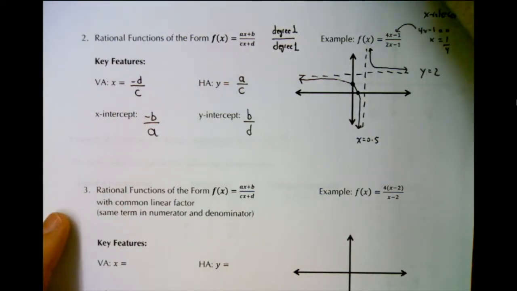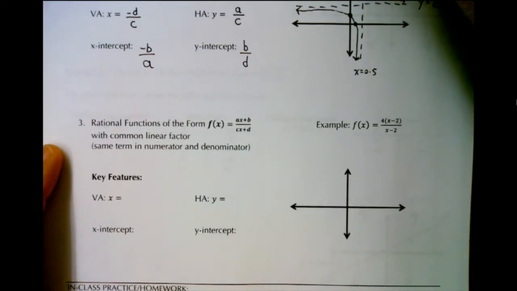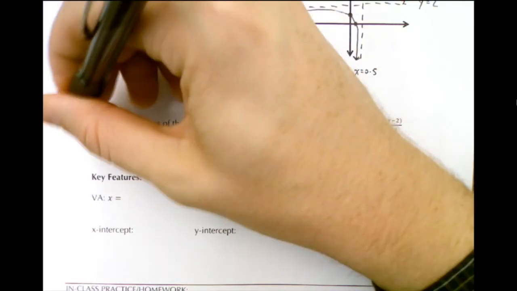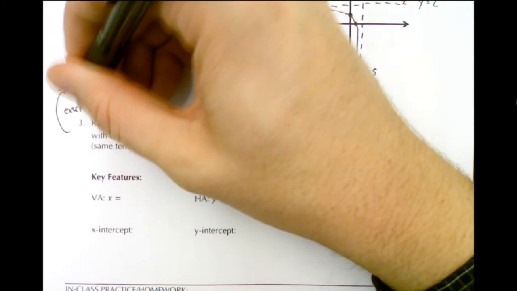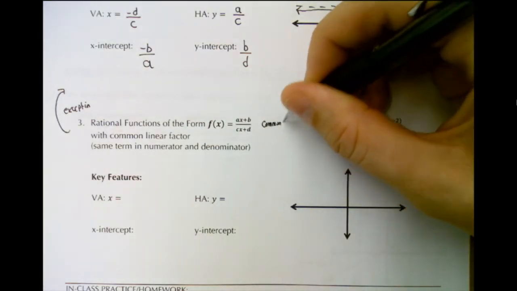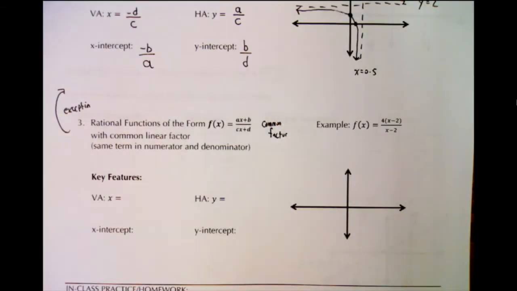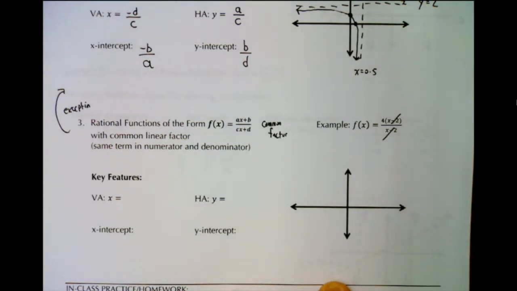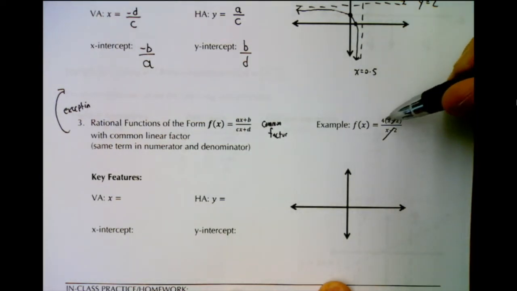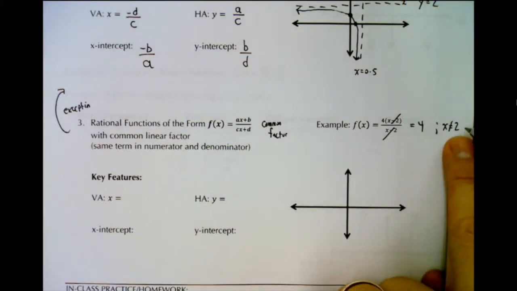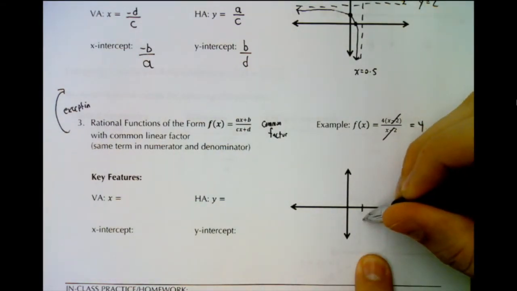The last form that you might see is what if you have a degree 1 over degree 1 where you have a common factor. So that means we have an exception to example 2 because we have a common factor. When you have a common factor, it will divide away, and that restriction becomes a hole. If you divide 4 times x minus 2 by x minus 2, you're just left with 4. But there's a restriction that x cannot equal 2, and that restriction becomes a hole. So we have a hole at 2.